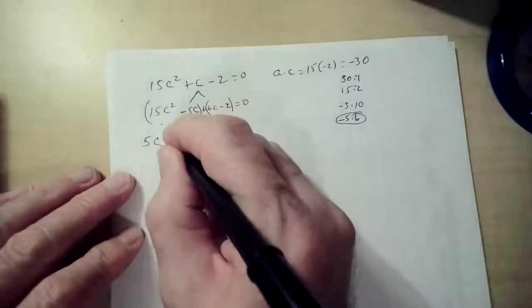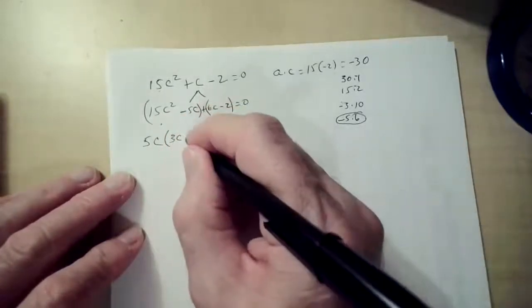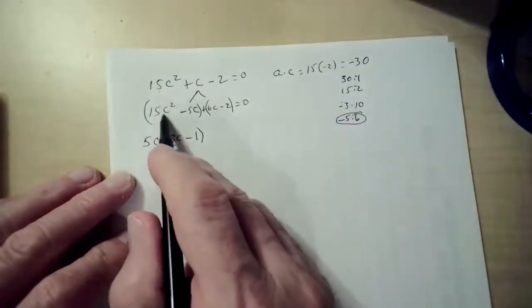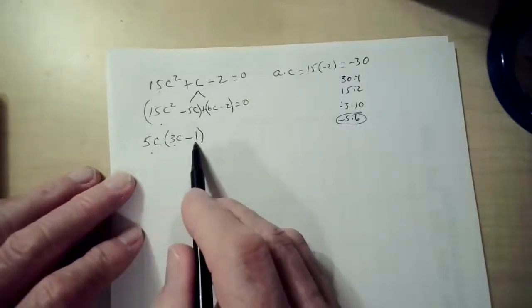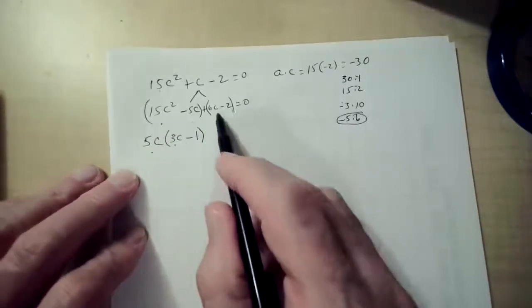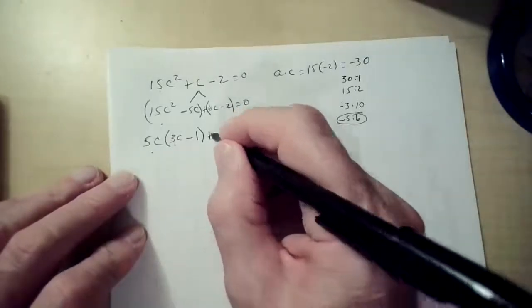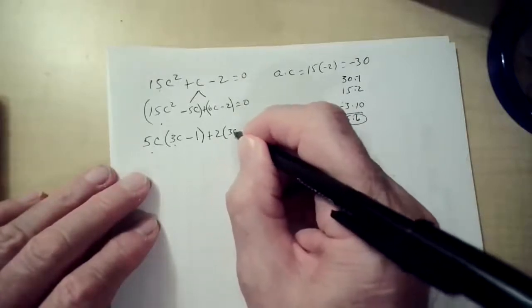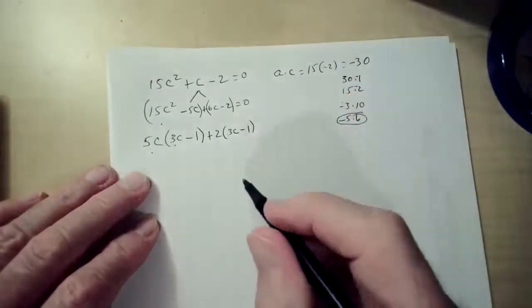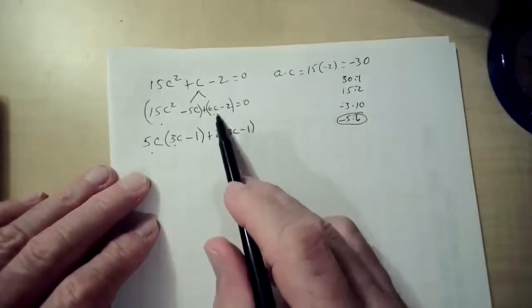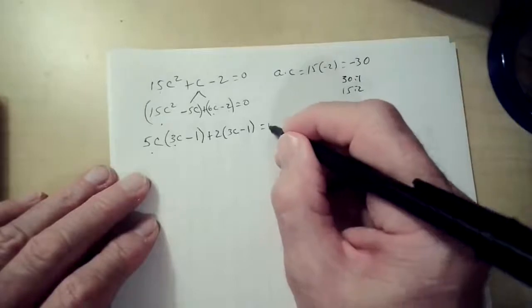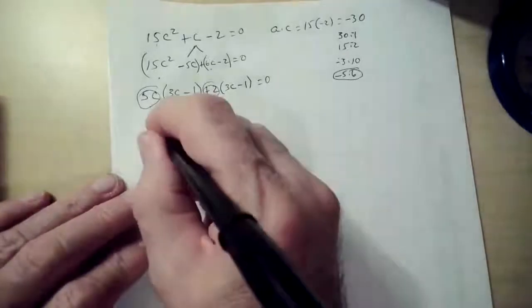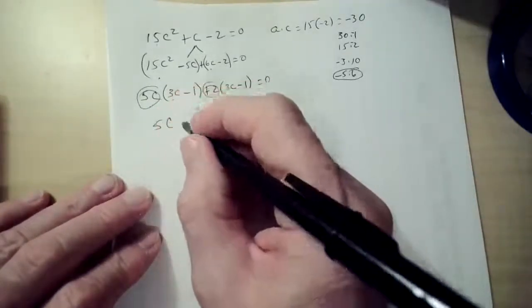Now what can we factor out of here? 5c times 3c minus 1. 5c times 3c is 15c squared, that's right. And 5c times negative 1 is negative 5c, that's right. Now what can we factor out of here? Positive 2 times 3c minus 1. Okay, we just divided each one of these terms here by 2 equals 0. Now we do 5c plus 2.